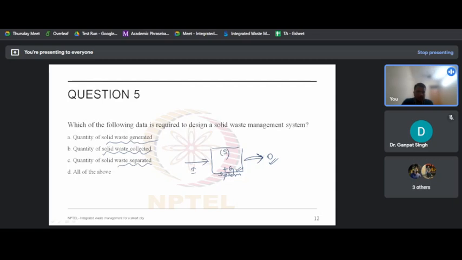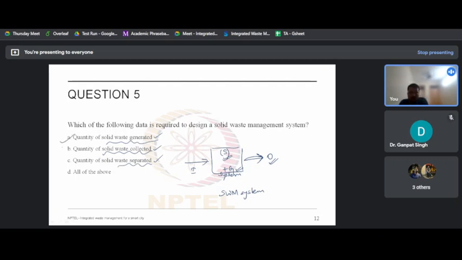Separated waste, multiple things can happen with it. It can go into recycling. It can be kept for storage for further use, like plastics and aluminum. It can go in the output. So all these three, generated waste, collected waste, separated waste, will be needed in some form or the other while designing this solid waste management system. So all the data for all these three will be required for the design.